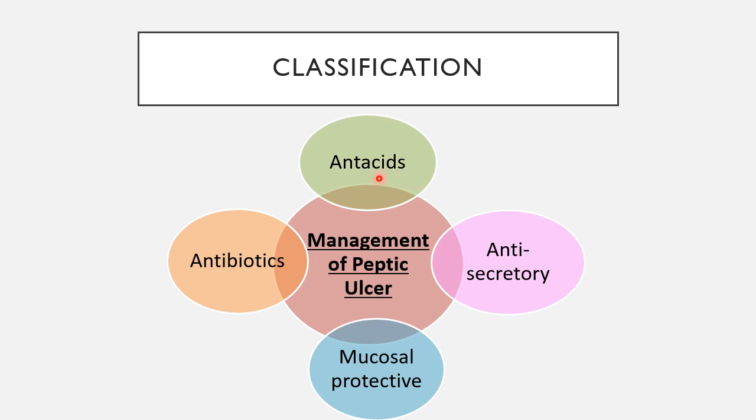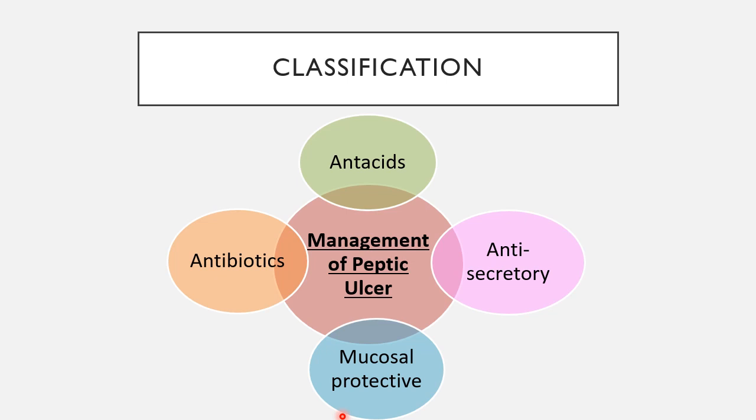They just neutralize the acid. Then the major group is anti-secretory, which will decrease the production of the HCl. And these are the H2 blockers, the antimuscarinic drugs, and proton pump inhibitors. Then there are the mucosal protective agents. The main mucosal protective agent, you know, is prostaglandin. The prostaglandins E1, E2, they are the housekeepers.